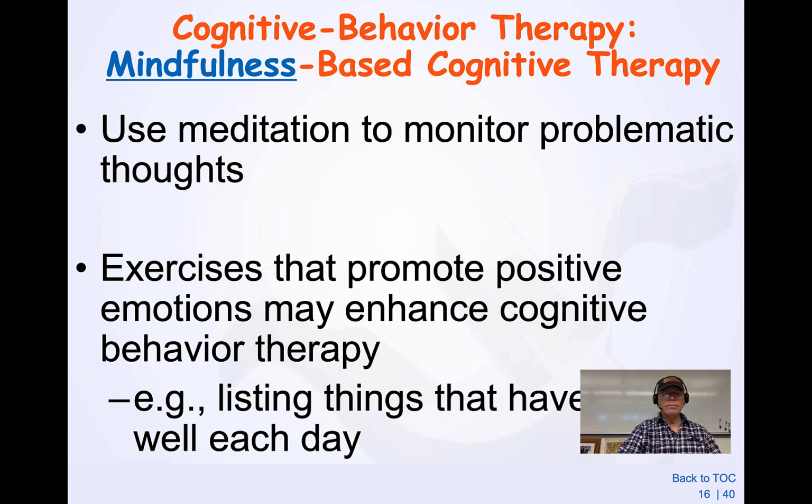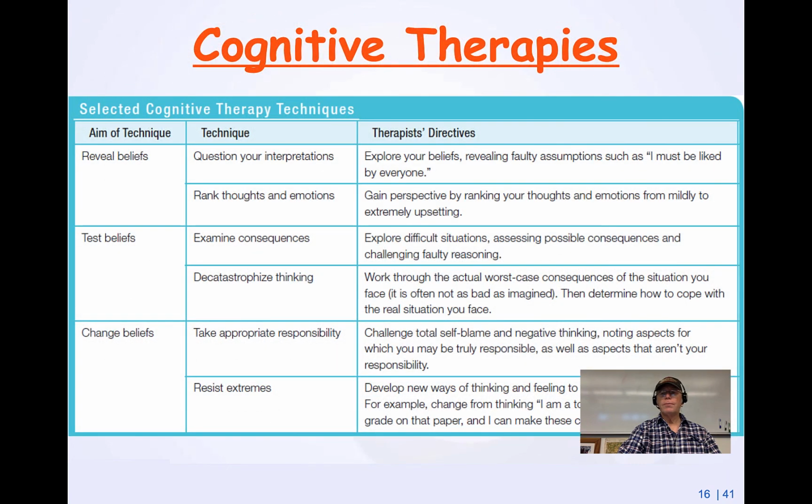All right, so I have here a chart. I'm going to leave it up for a moment or two. This is cognitive therapy techniques. If you look on the left, there's revealing beliefs, testing beliefs, and changing beliefs. Now, beliefs is another way of saying what you think. So how do we find out what you really think? Can we test what you think? In other words, is it actual or is it imagined? And how would we change those beliefs?